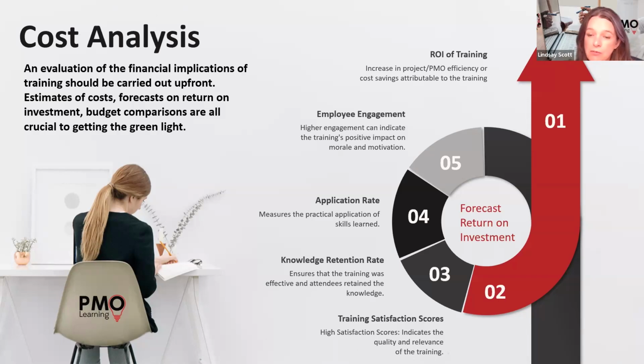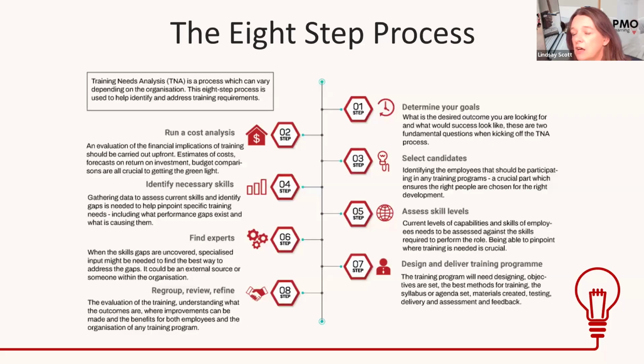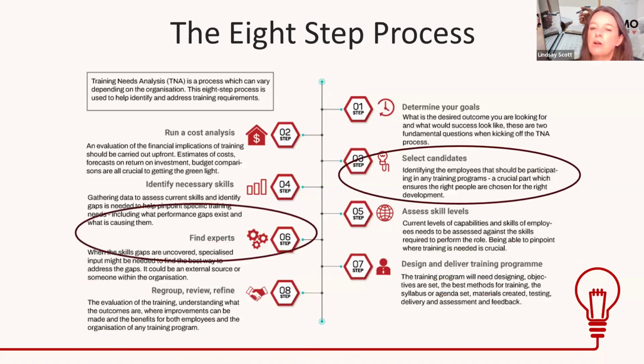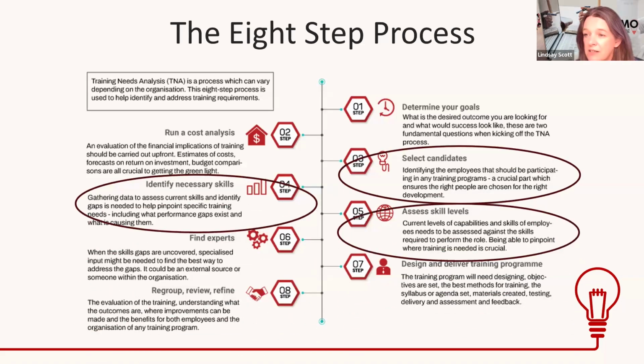So from a cost analysis point of view, we've looked at setting the goals and the cost analysis, and now I'm going to group all of these together, which is around being able to identify the people that need development, identifying their actual skills, and assessing those skill levels. We looked at the definition of training needs analysis. It's all about understanding what the current situation is, what the current skill levels are, where we need to be, and potentially how we're going to get there.